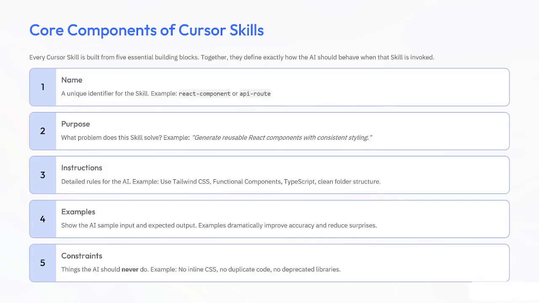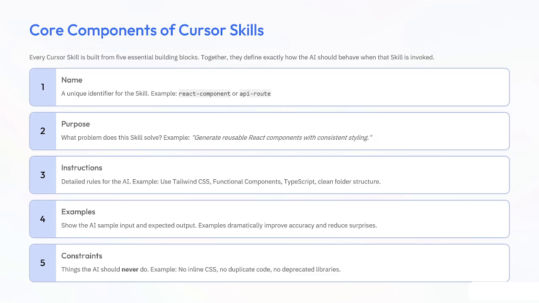Now let's understand the core components of Cursor skills. This is a very important slide, so make sure to pay attention. First of all, let's understand the name. For example, React component, API route, database schema. These all come under a name. Then let's talk about the purpose. What problem does this skill solve? Purpose tells Cursor what the skill is supposed to do. For example, generate a reusable React component.